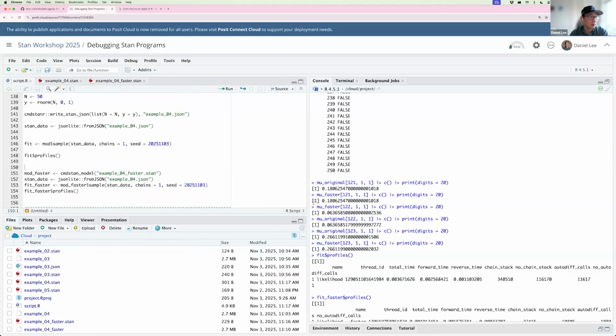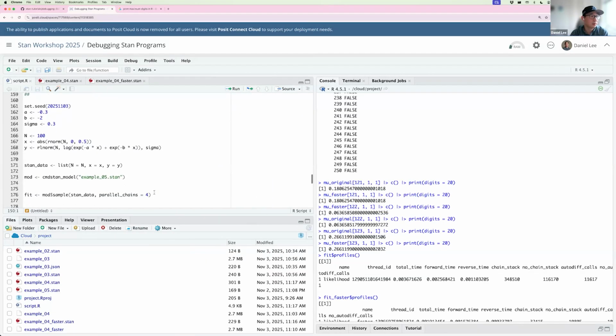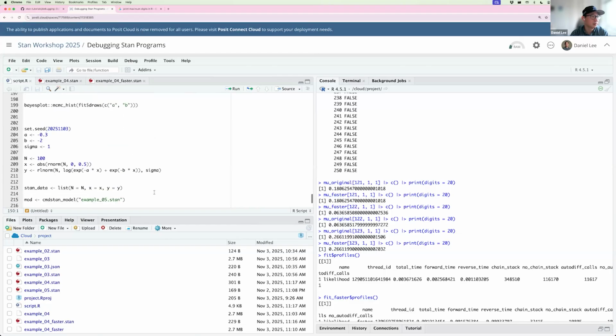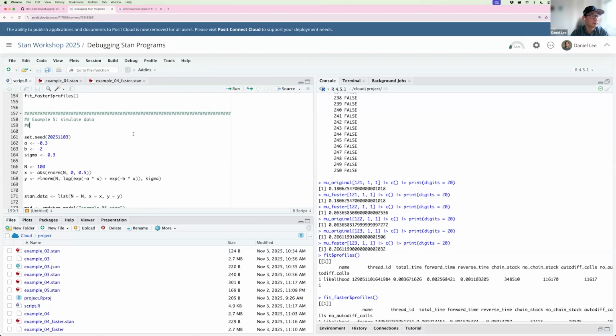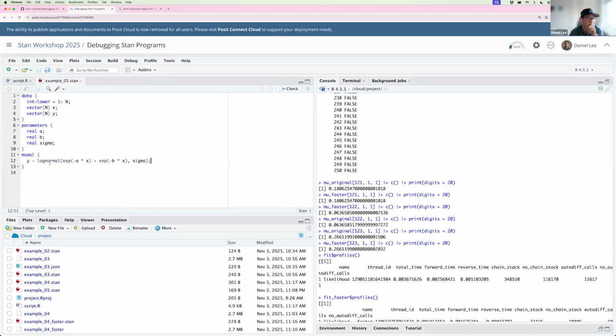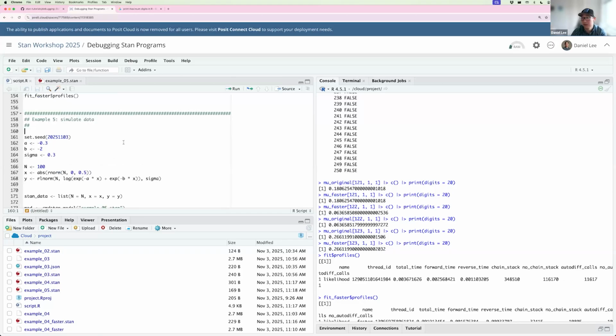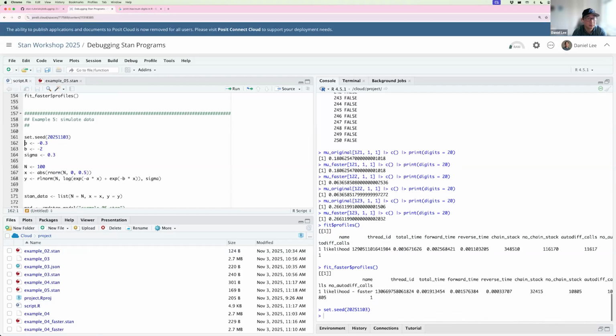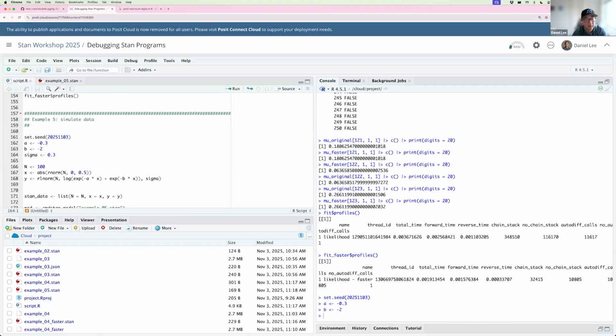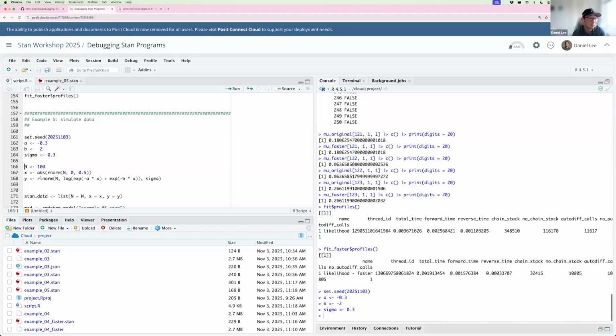Okay. Are y'all still with me? We'll try this one other example, and we'll call it quits after that. There's an example 5 in here that is, we're gonna do a sum of exponentials. It's gonna be a log normal model. We're gonna simulate data. We'll see what happens. So I'm gonna simulate data, set my A to minus 0.3, B to minus 2.